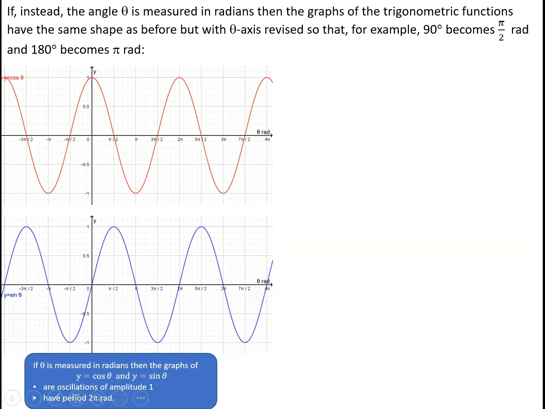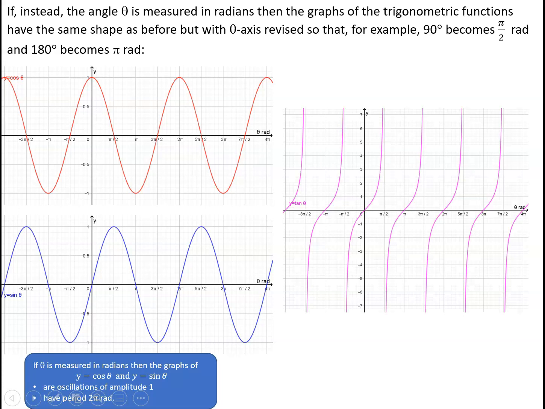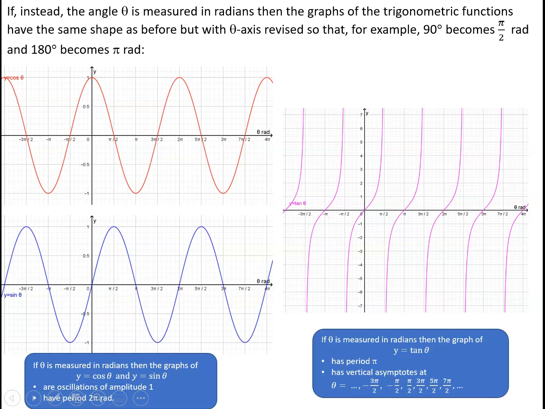The graph of y equals tan theta, where theta is in radians, looks exactly like the tan graph before, except that we've changed the theta axis again. So we've got a graph that is repeating every pi, and it has asymptotes at theta equals pi by 2, theta equals 3 pi by 2, theta equals 5 pi by 2, etc.